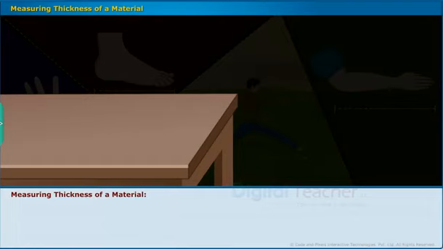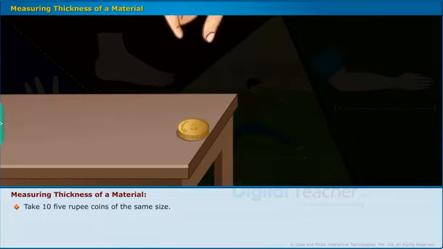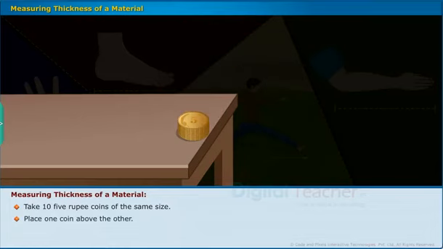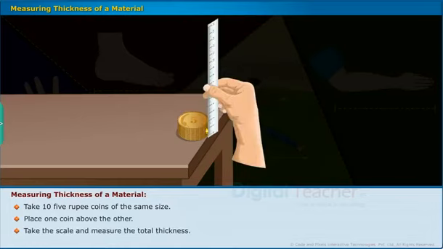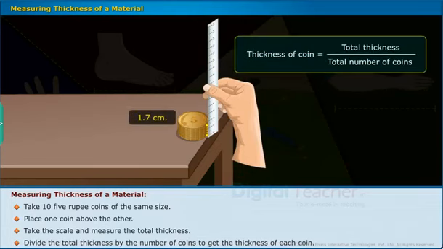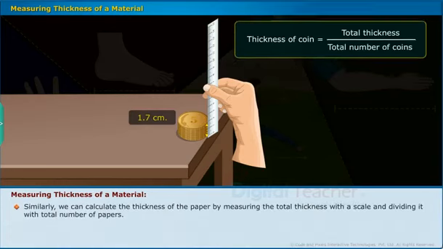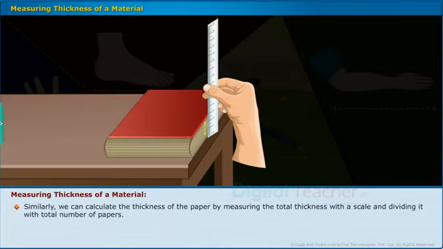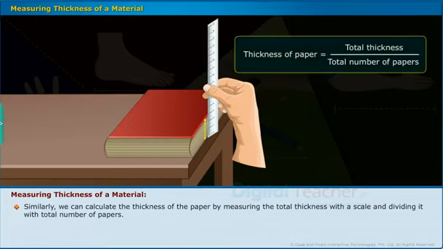Here, let us learn how to measure the thickness of a material. Take 10 5-rupee coins of the same size. Place one coin above the other. Take the scale and measure the total thickness. Divide the total thickness by the number of coins to get the thickness of each coin. Similarly, we can calculate the thickness of the paper by measuring the total thickness with a scale and dividing it by the total number of papers.